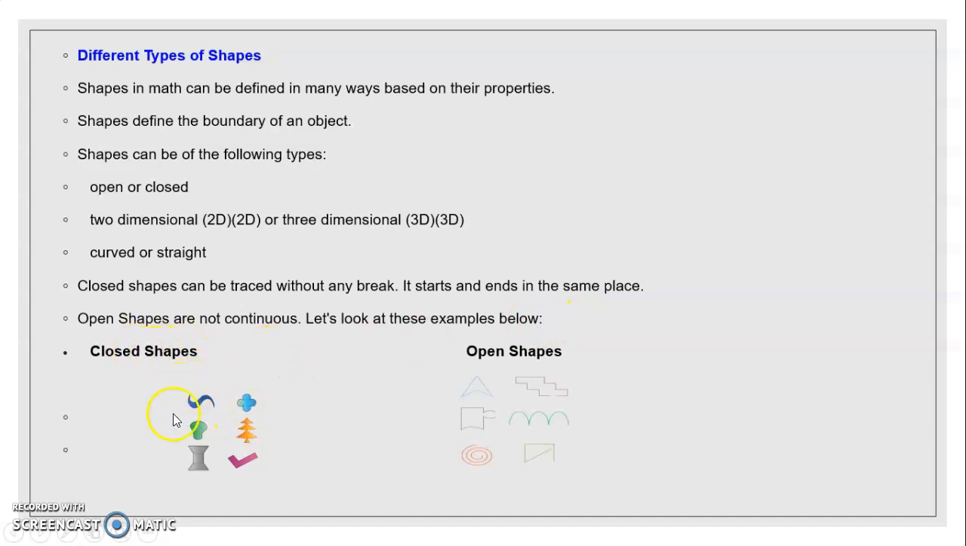Closed shapes. You can see these are closed shapes. Open shapes. Can you see some gap over here? It's an open shape. Gap over here, open shape. Gap over here, open shape. This isn't closed. It is an open shape. Over here and over here too.